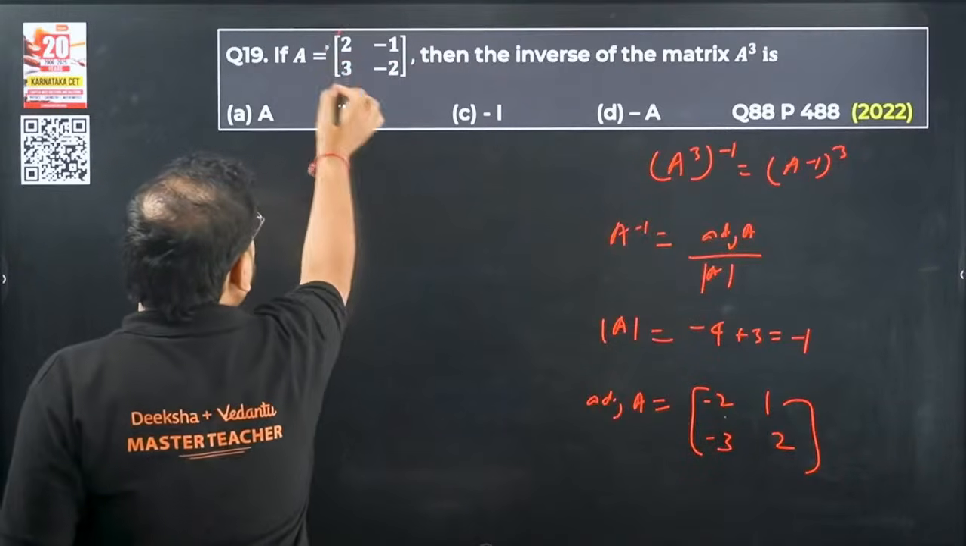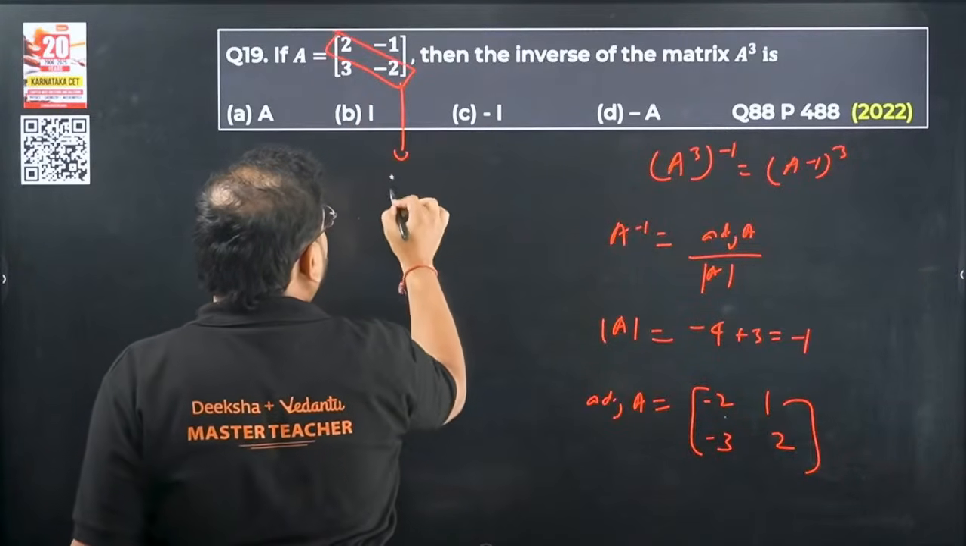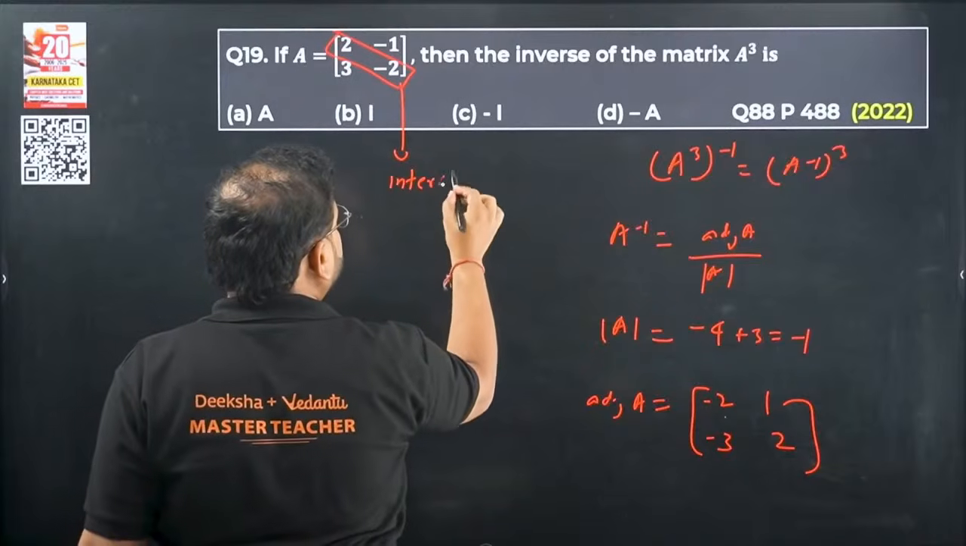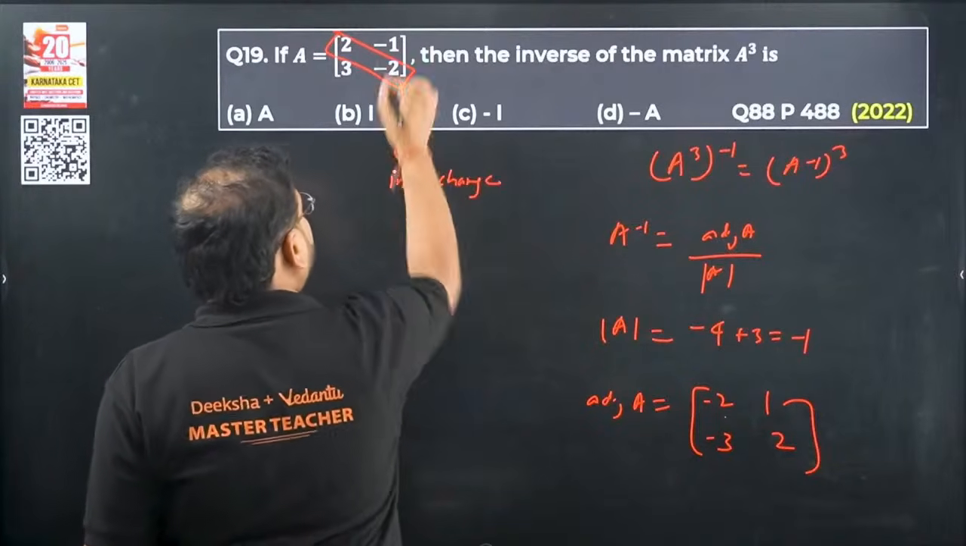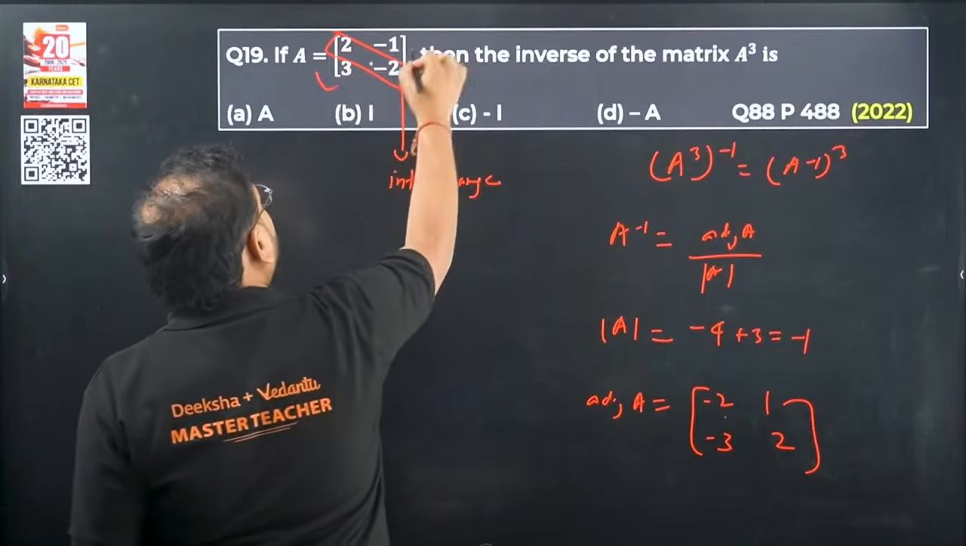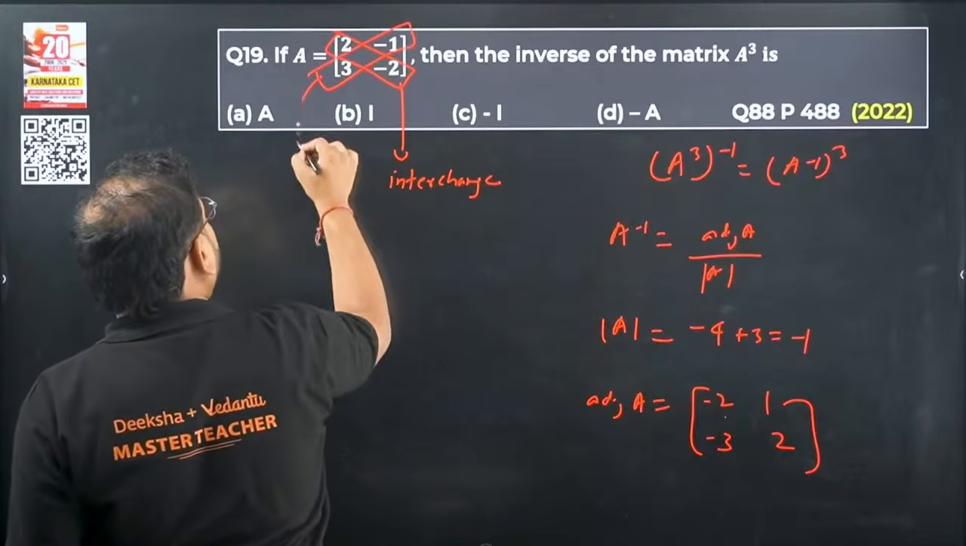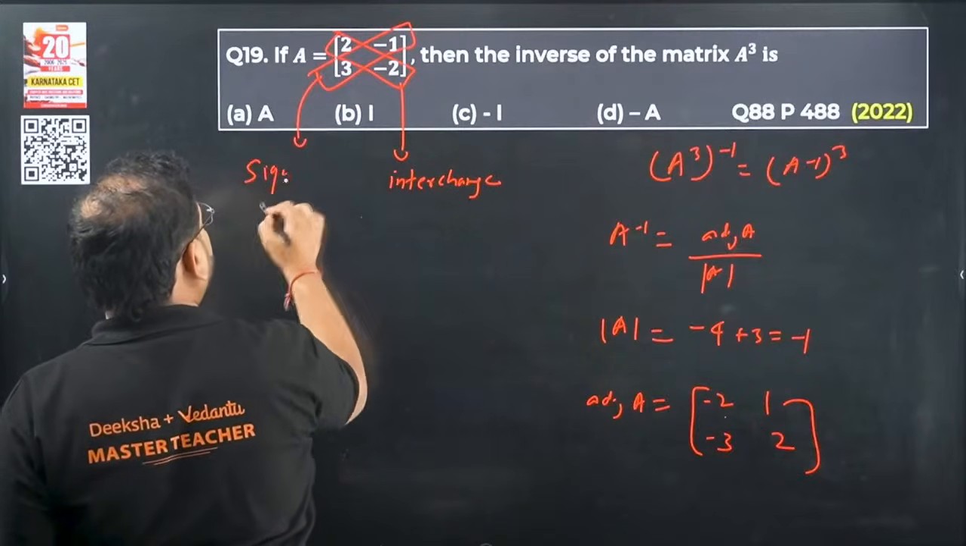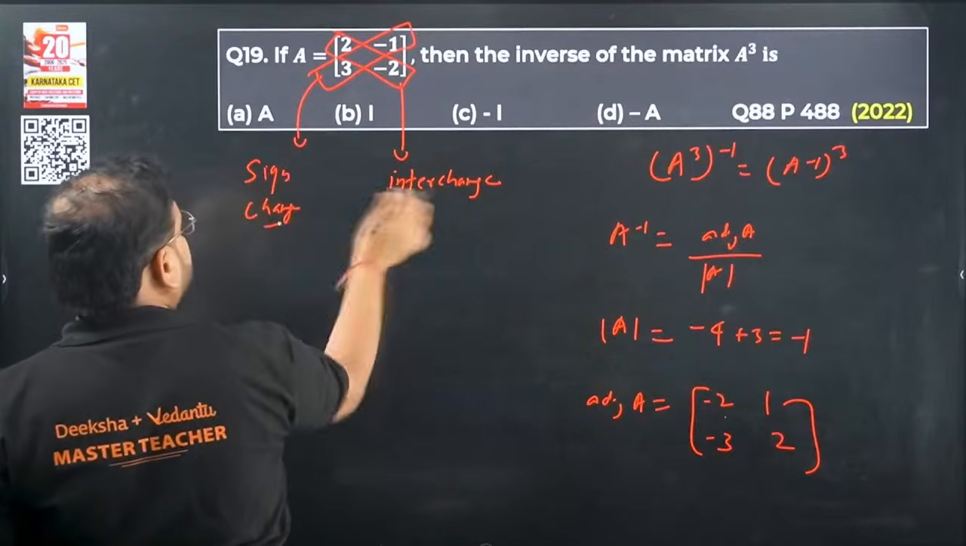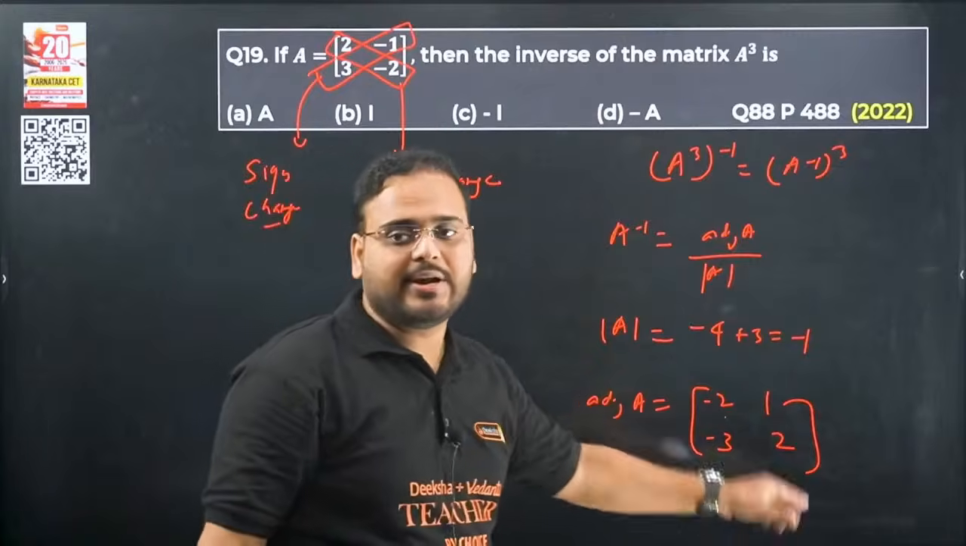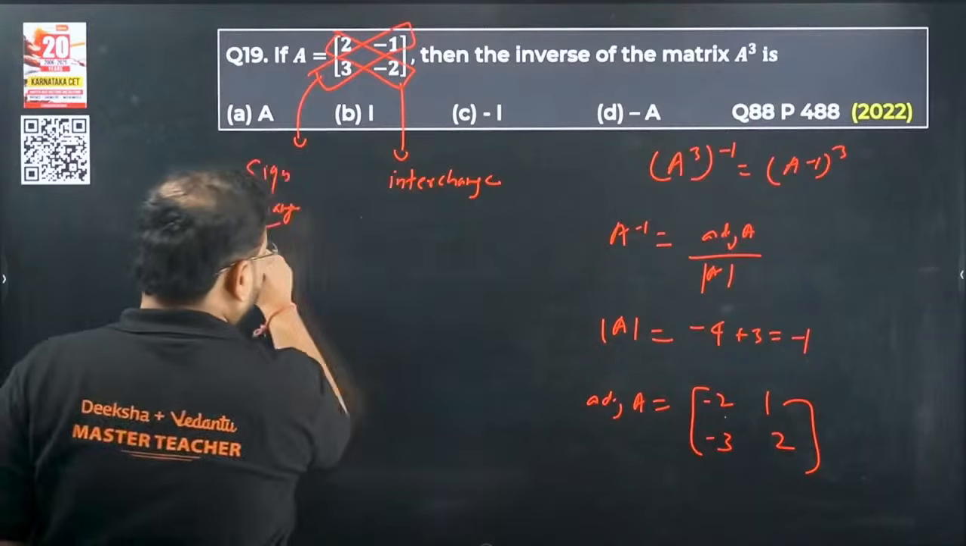Across the diagonal we do what? We do interchange. Across the other two we do sign change. Sign change, interchange, you apply and you'll get this as the adjoint. Divide them and you'll get the inverse.